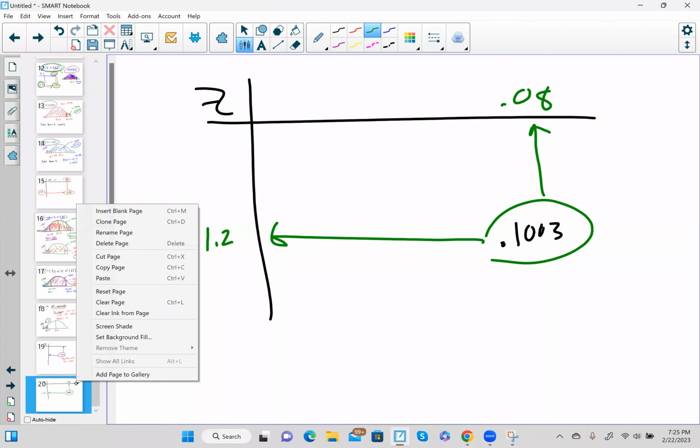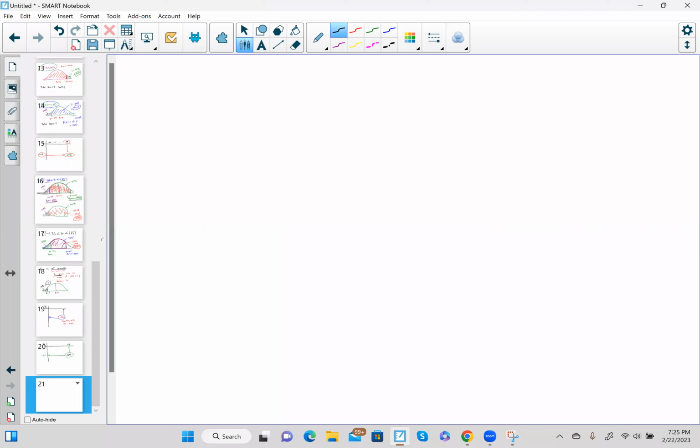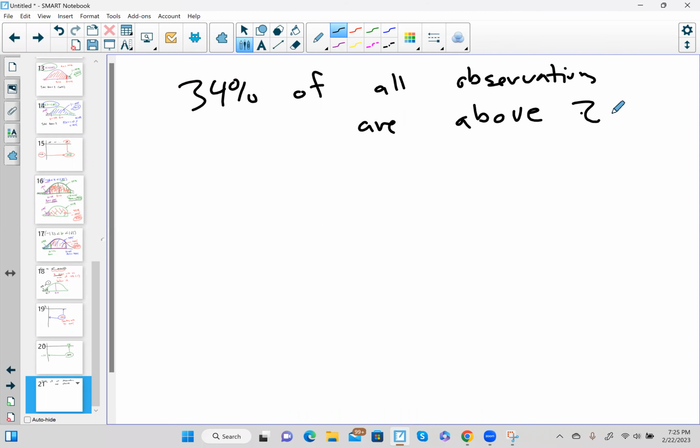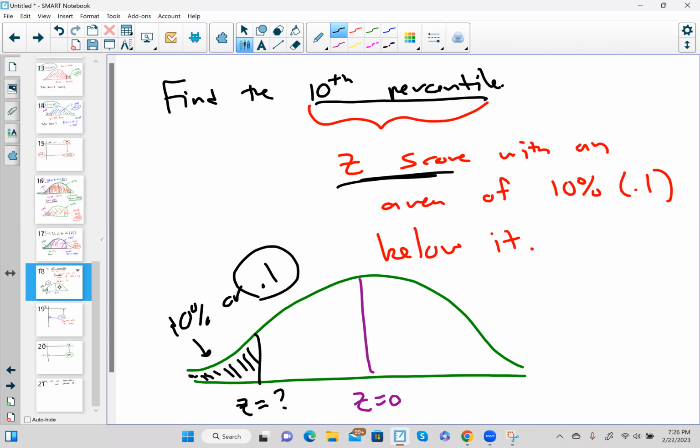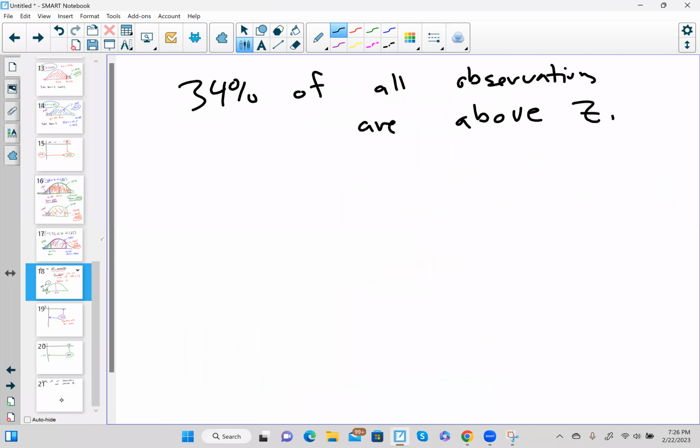Let's try and draw a picture of that first. It says 34% of all observations are above Z. So with a percentile, like the previous question we did, 10th percentile means that 10% of the area is below it. This is sort of like the opposite of a percentile. We're saying 34% of the area is above it. So the picture for this would look like the following.